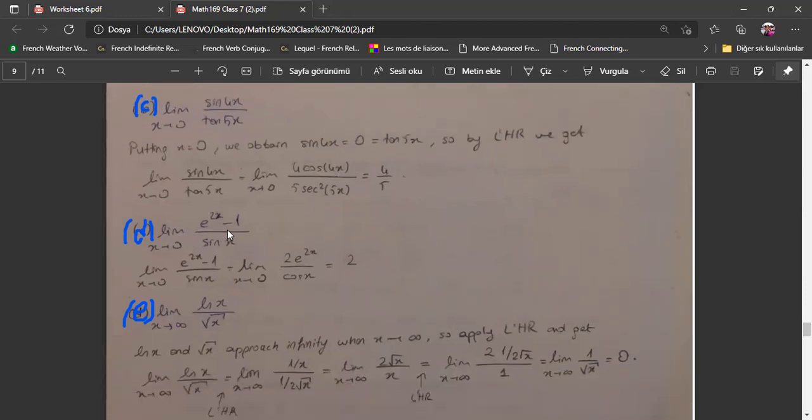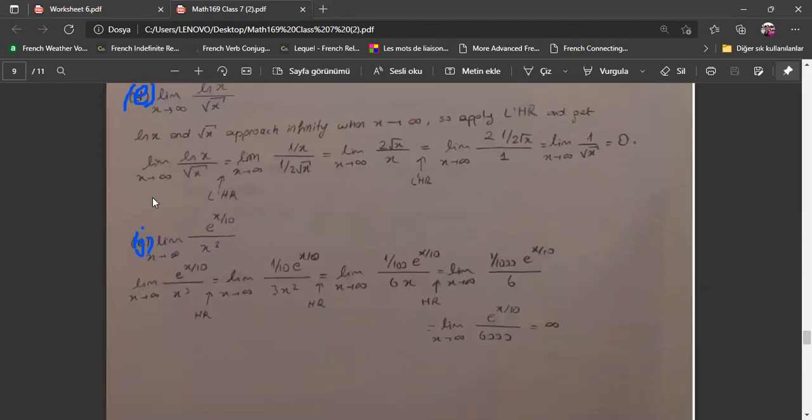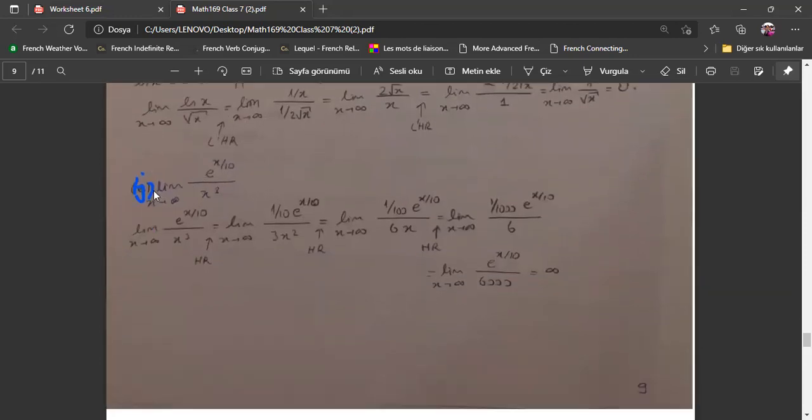And in here, now if you plug x equals to 0, you will have 1 minus 1, which gives 0. And in the denominator, sine 0 is 0. So we will have 0 over 0, right? Then we can apply the L'Hopital rule. Taking the derivative of the first one gives 2e to the 2x, and the derivative of the second one is cosinus x. So if you plug x equals to 0, in the numerator we have 2, and in the denominator we have 1, so we get 2. We did this in the class, so let's look at J.